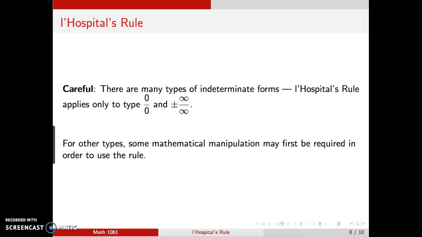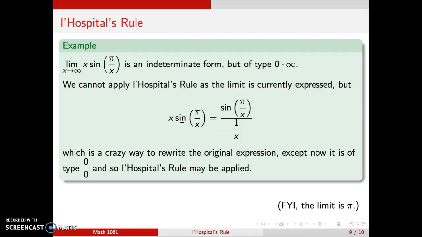So we've got many different types of indeterminate forms. L'Hopital's rule applies only to these two types. And for others, we may need to do some mathematical manipulation in order to set it up so that we could use the rule. Basically, rewrite it, be a little bit clever so that we get one of these two types.